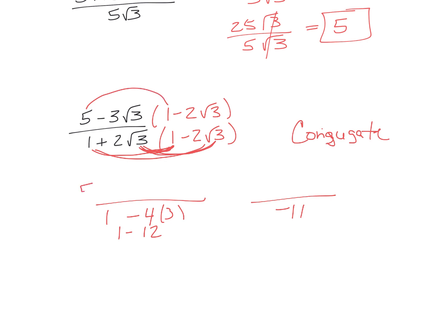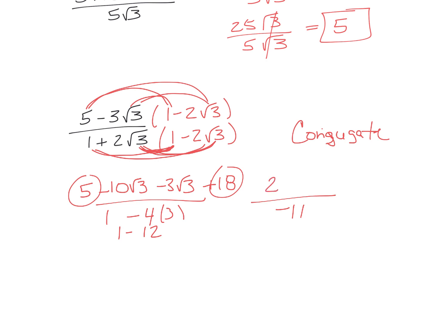Then I'd FOIL the top, so I've got 5 minus 10 root 3. I've got a negative 3 root 3. And then I've got a positive 6 times root 3 times root 3, which is 3. Positive 6 times 3 is 18. And then I'd combine like terms, so I'd have 23 minus 13 root 3.